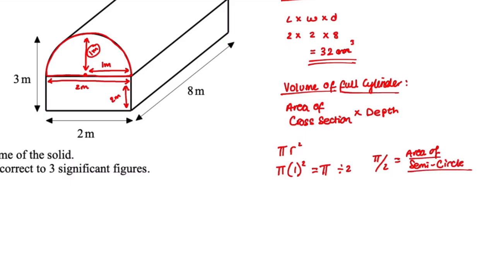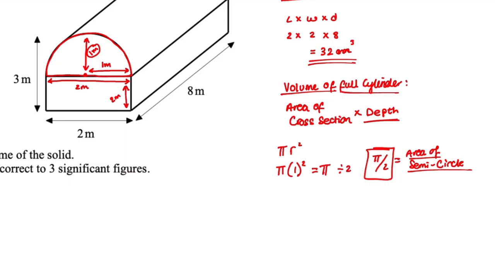Okay, now this is the cross section. The semicircle is just the 2D shape that is at the front. That's the cross section, and all you're going to do is multiply this by the depth. And the depth is how much through the shape the semicircle has been stretched.